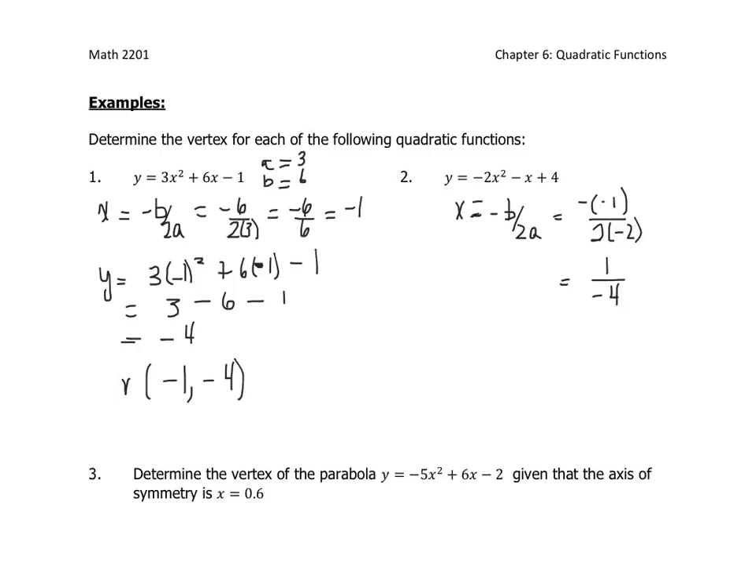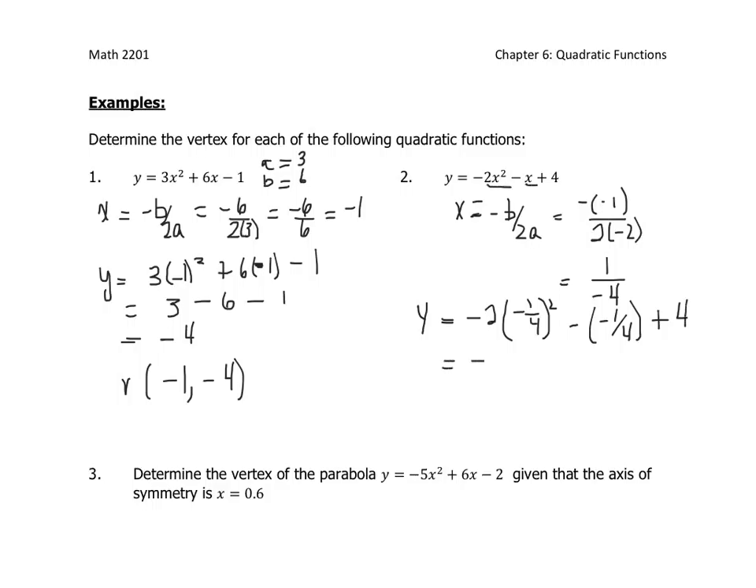If you want, you can plug that into your equation as a fraction, or you can change it to a decimal of negative 0.25 if you wish. I'm going to leave it as a fraction. So now if I want to find the y coordinate, it's going to be negative 2 times negative a quarter all squared minus negative a quarter plus 4. I'm just simply replacing the x in the equation up here with the negative a quarter.